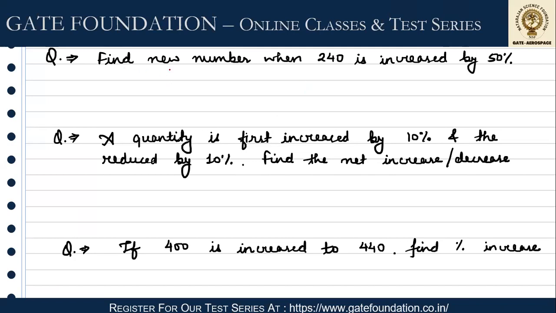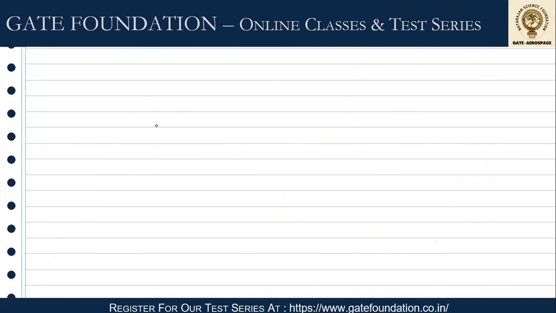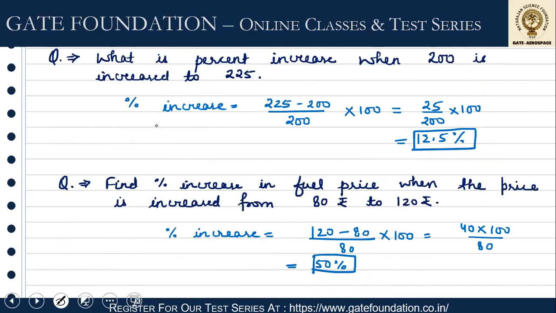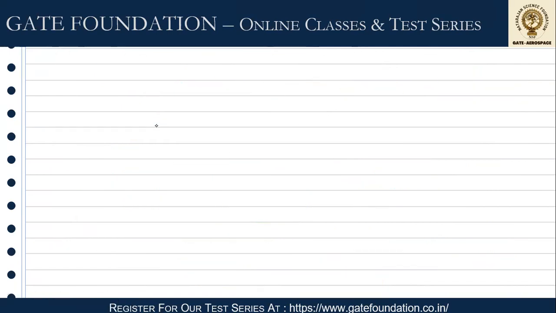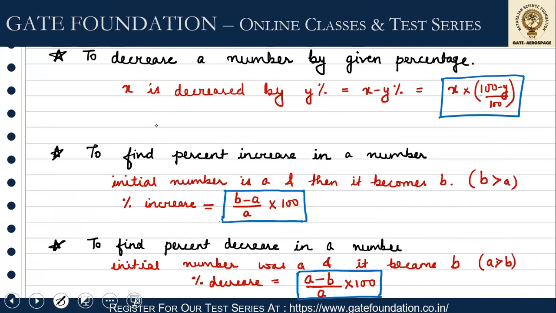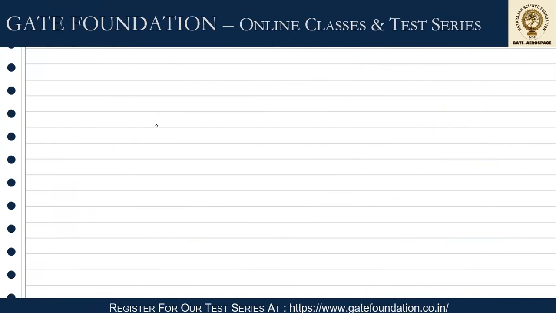Let's see. Find the new number when 240 is increased by 50%. So we are supposed to find out the new number. For this we have seen a short formula. We can do it directly also. If you are using the formula, then also it is fine, right? So here we saw, to decrease and to increase a number by a given percentage, right? Over here, so this formula we have seen. We can use this one, or you can simply do it directly also.